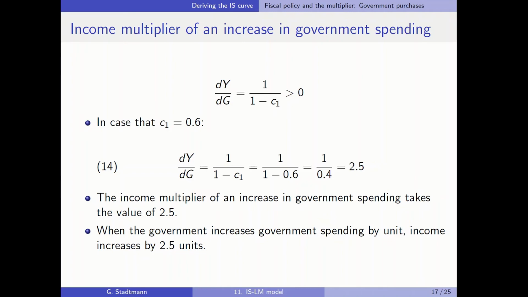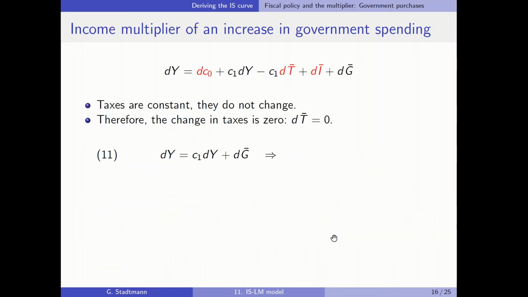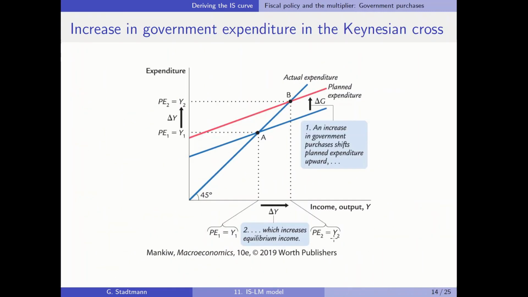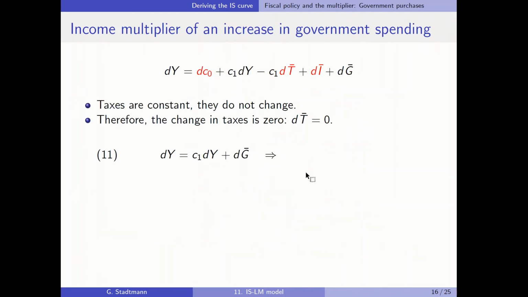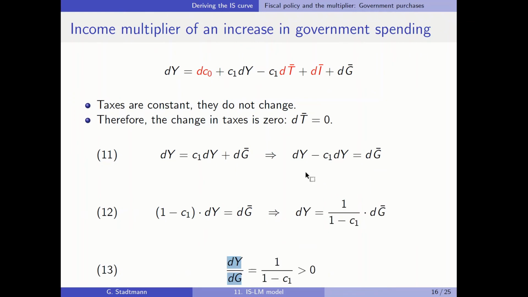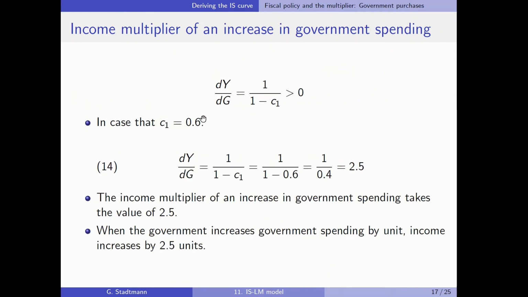Great. So, we performed in the first step a graphical analysis. What happens if the government increases government spending? It leads to a higher level of GDP. And then we quantified this effect in a first step in a relatively formal way. But then we also used the numerical example to exactly point out how large this income multiplier of an increase in government spending is.